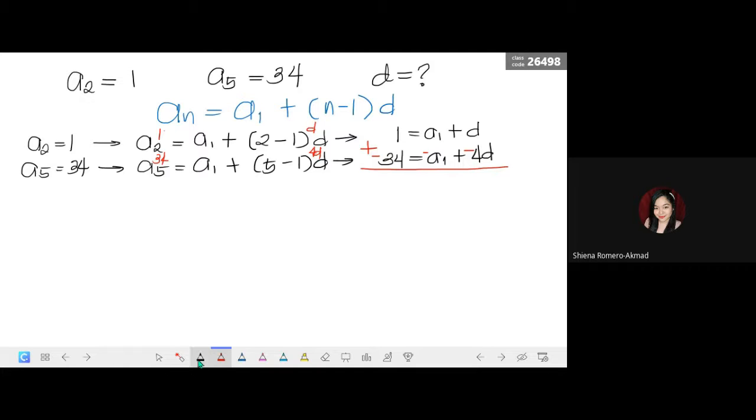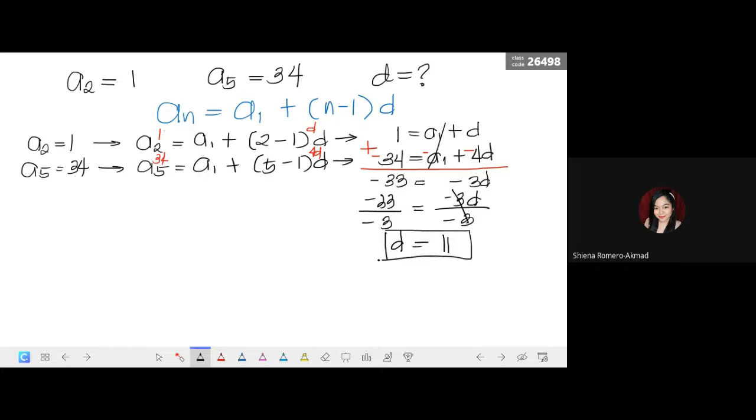Okay? So, ano na yung magiging answer natin dito? So, we'll have 1 plus negative 34. That is negative 33. Ito, 0 na yan. Alam nyo na yan. 1 plus negative 4 or 1 minus 4 is negative 3d. Divide natin sila both sides by negative 3. Now, our d is equal to positive 11. Okay? So, nakuha natin yung difference by doing this process. Ito yung tinuro ko sa inyo last time.